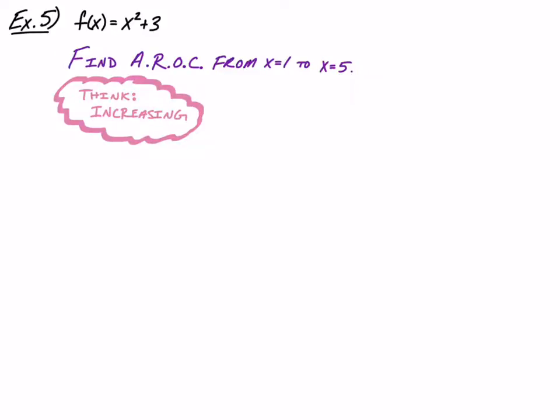This is an increasing function. In fact, you probably know that this makes a parabola. We could make a really crude sketch of this thing. It's a parabola that's shifted up 3 units because of that +3 right there. So from 1 to 5, the average rate of change should be increasing in value. So x equals 1 to x equals 5.